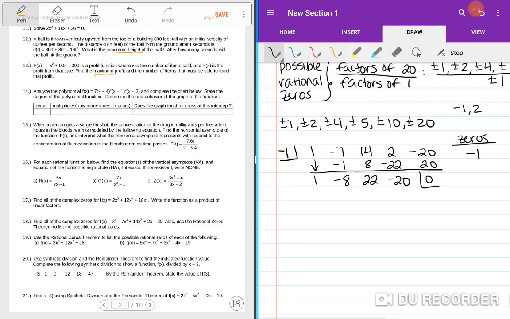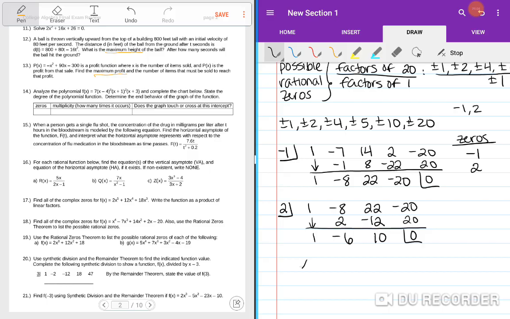Because I know that I saw 2 on the graph, I can now put 2 in my box and use these remaining numbers. We can break this down even further. We're trying to get this down to a quadratic. Right now, this is a cubic because it's 1 degree less than what I started with. If I bring down my 1, times 2 is 2. -8 plus 2 is -6. -6 times 2 is -12. When I add, 22 minus 12 is 10. Times 2 is 20. When I add, I get 0. So it turns out 2 is also a zero.